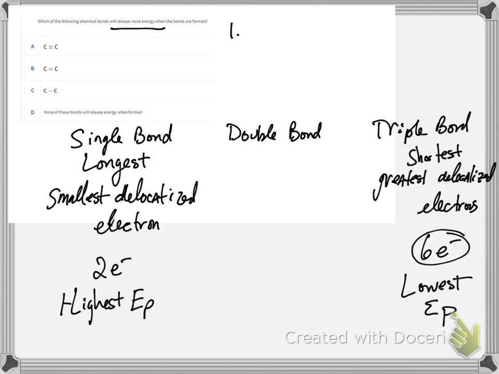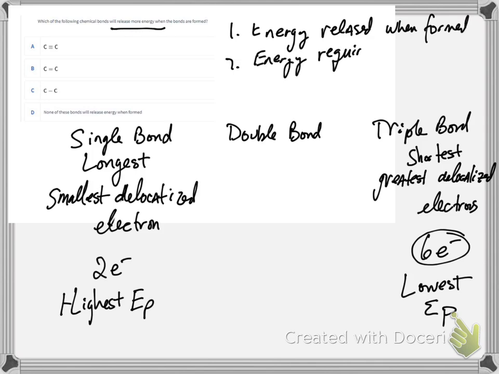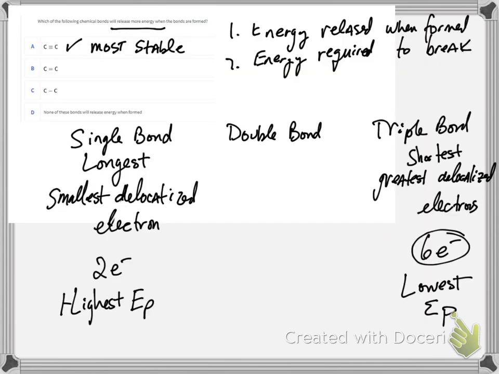Okay, so that means we can now go into the problem and say the greatest amount of energy released is the one that has the lowest potential energy. The greatest amount of energy required is also the one with the lowest potential energy. So the most energy released is the most stable. That would be A, right? A is the most stable.